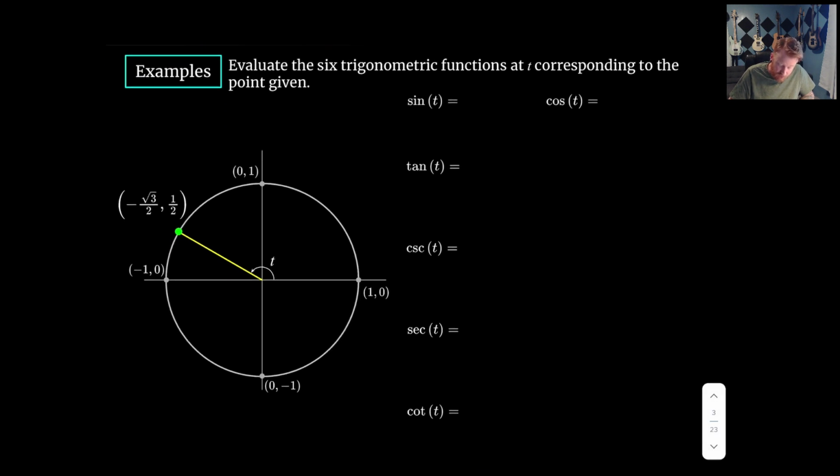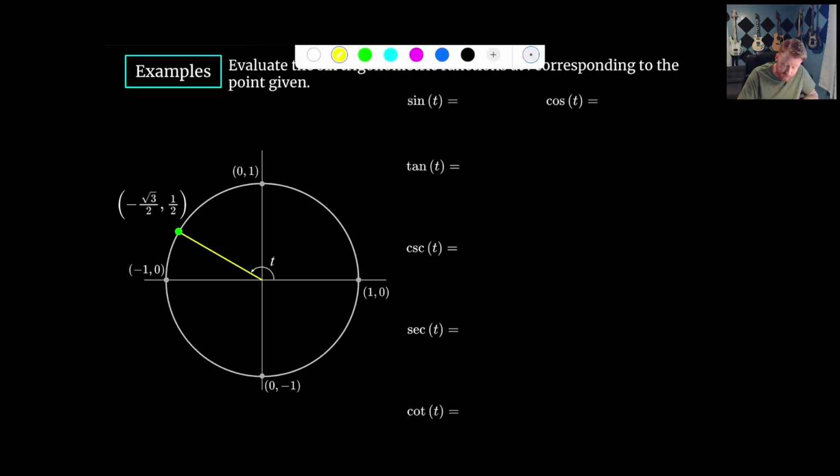So let's use all of these definitions now to get all the 6 trig functions at t corresponding to the point given here. So we've traveled this distance around. We're not exactly told what it is, but we could actually maybe figure it out by thinking backwards, but that's not what we want to do here. We just want to figure out what these values are. So we can see that we are living over here in the second quadrant.